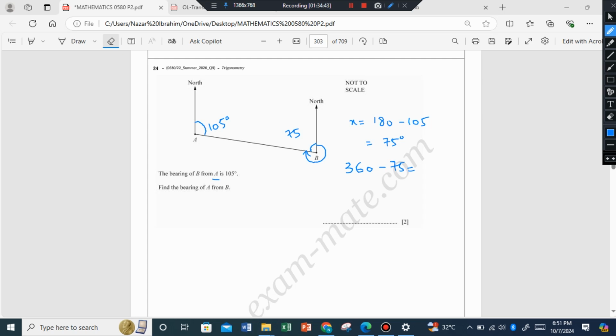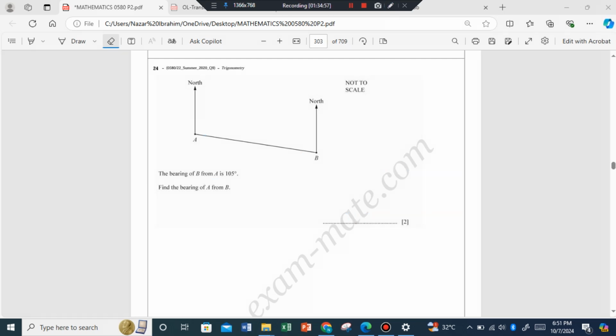So the bearing of A from B is 285 degrees. Clear? Any issue in this question? Good. Question number 24. Moving to the next.